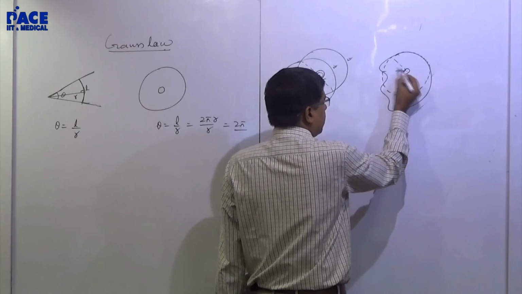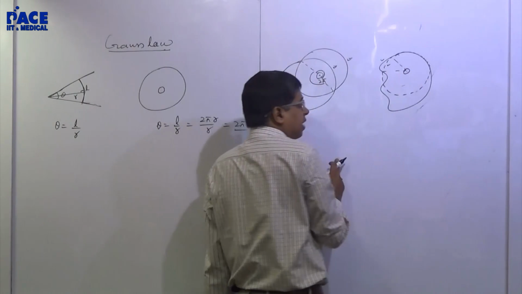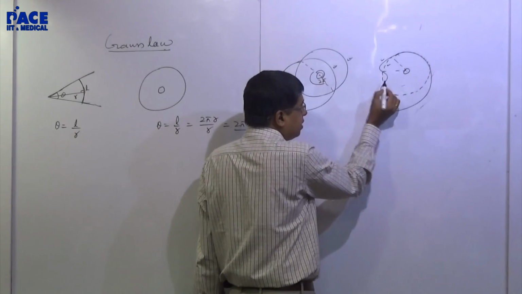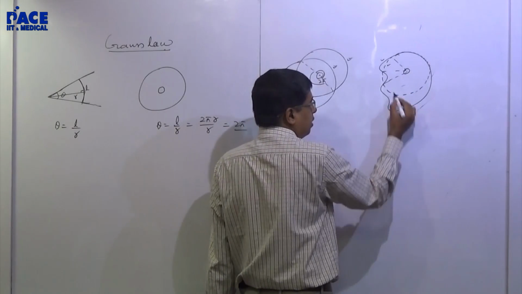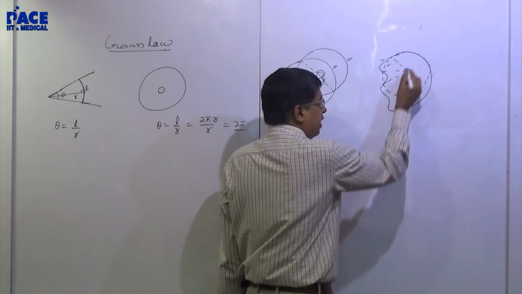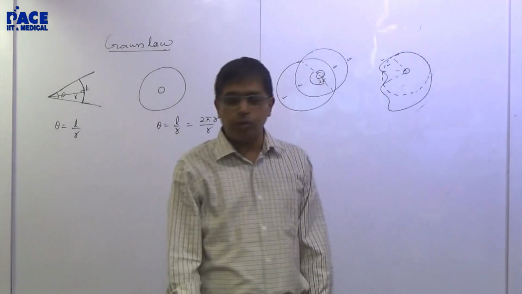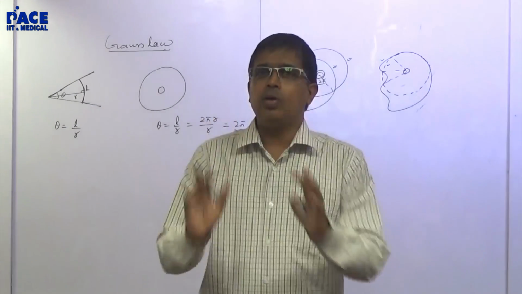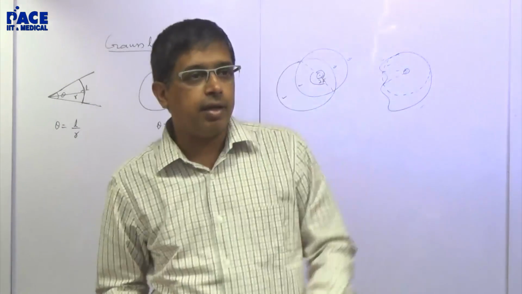Now, don't you think this and this will subtend the same angle here? Similarly, this and this will subtend the same angle. Every small element I take and substitute, will I get the total angle to be 2 pi? You are concluding on something which is very trivial.